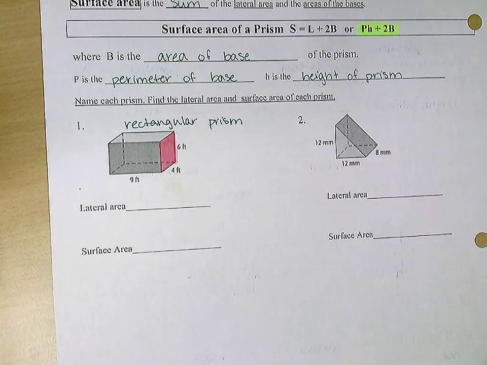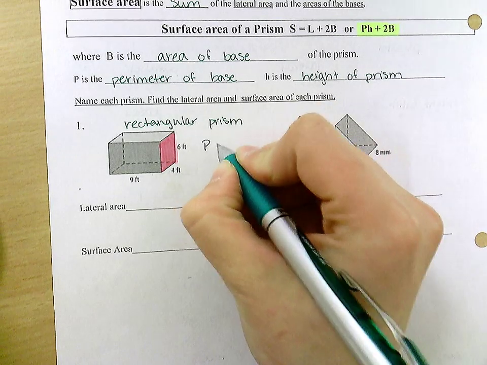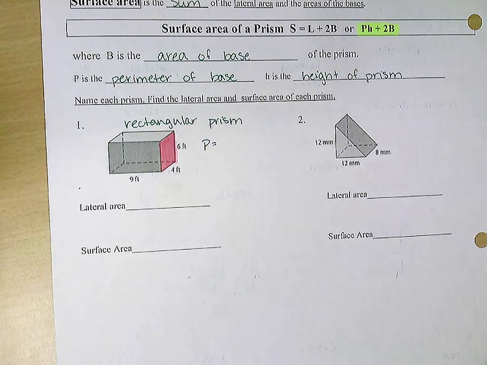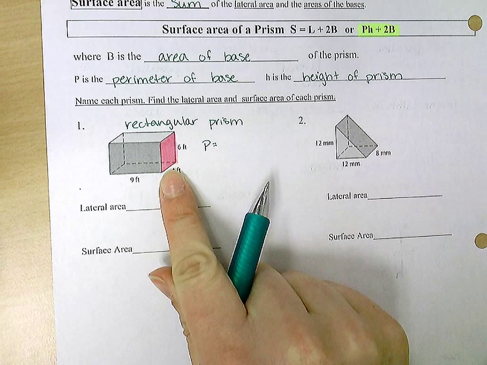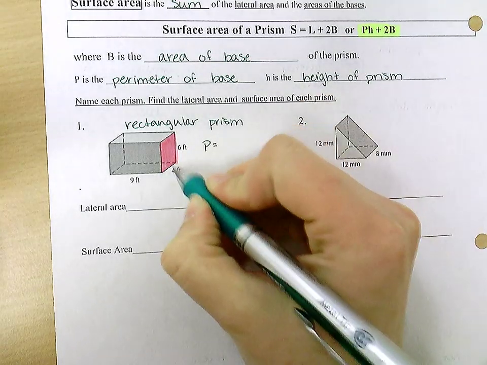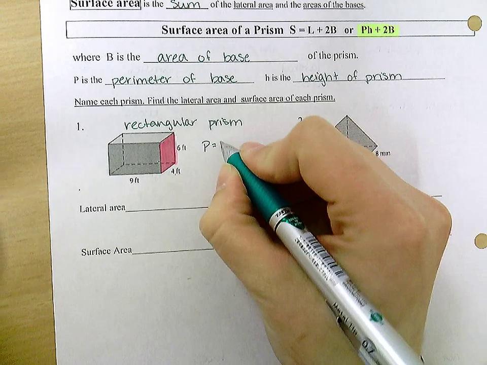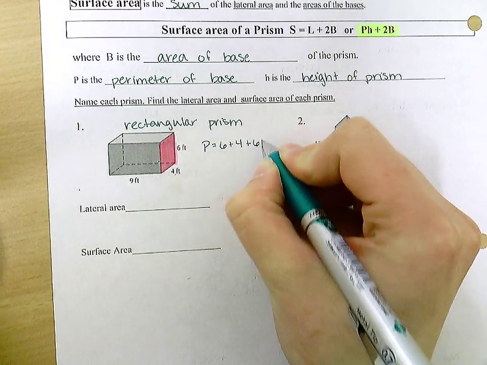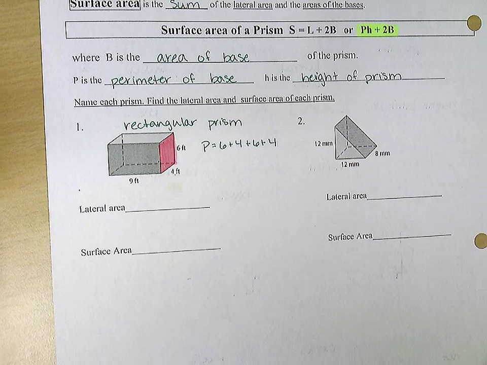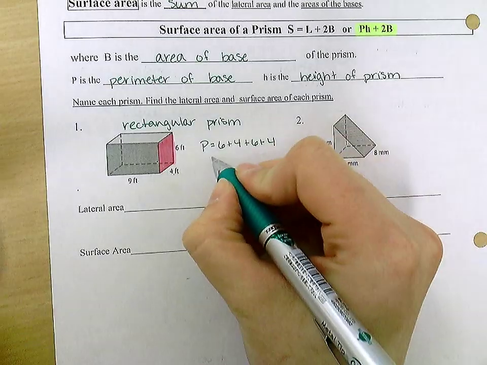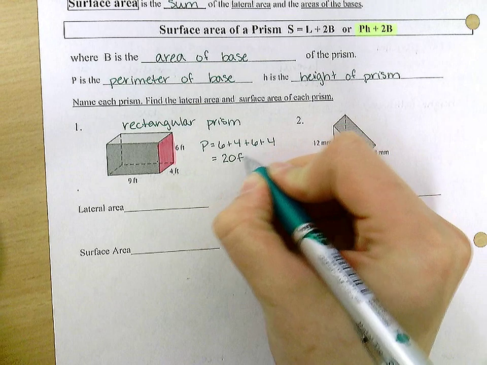Now, to find lateral area and surface area, I need to find P, H, and B. So 3 different things. First I'm going to find P, the perimeter of the base, with sides 6 and 4. Since I highlighted this section as my base, I need to add together all 4 sides of that base. So 6 plus 4 plus 6 plus 4. That's 20 feet.